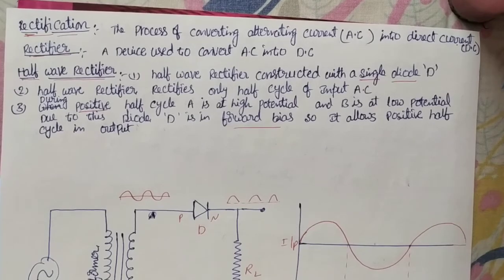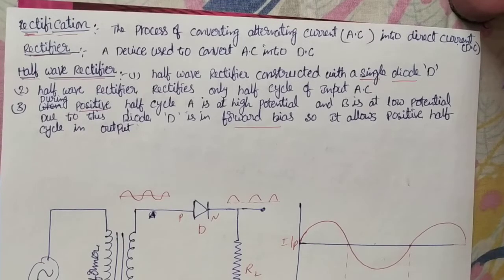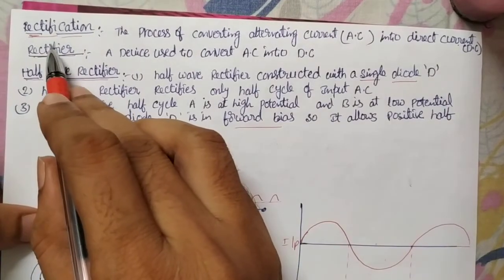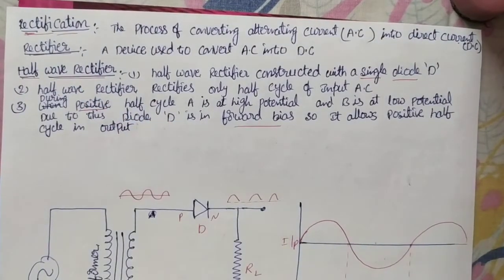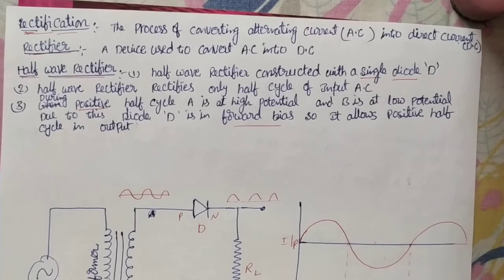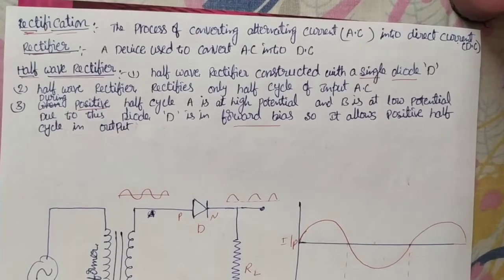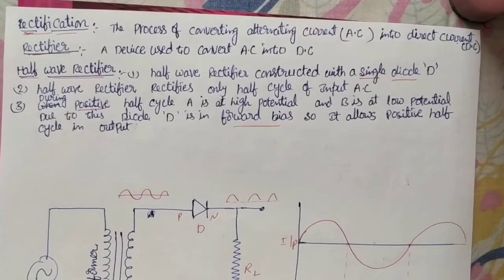In this video, we will discuss rectification, the half-wave rectifier and the full-wave rectifier. First of all, rectification means the process of conversion of alternating current into direct current. So, what is a rectifier? A device which is used to convert alternating current into direct current. Alternating current means continuously changing current.